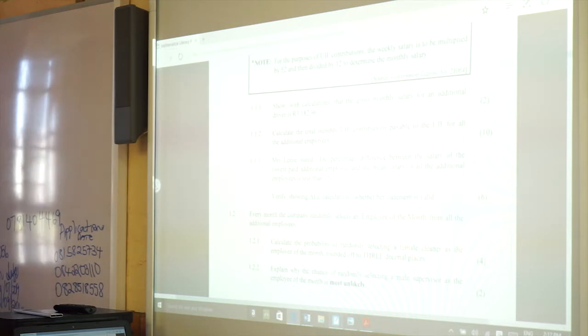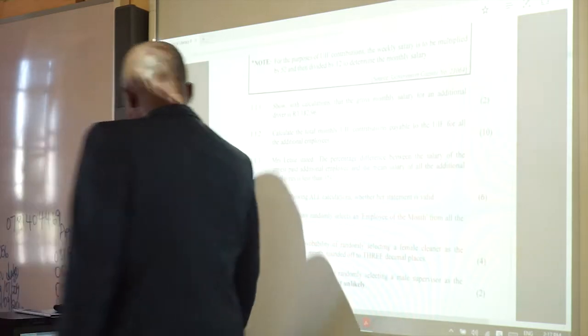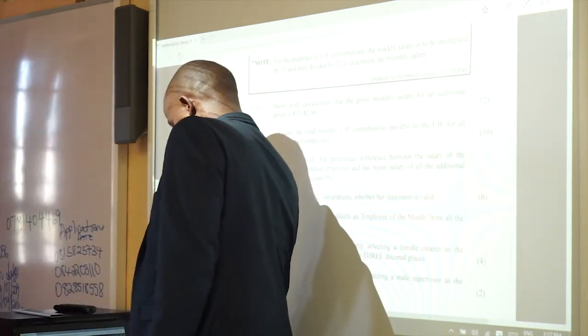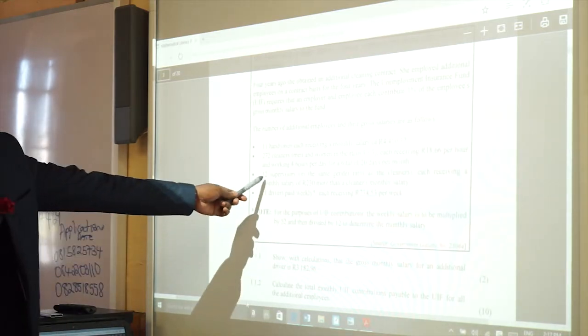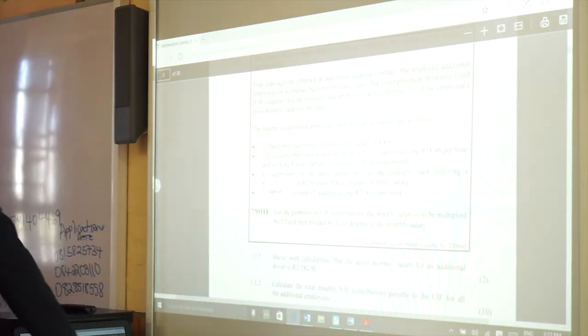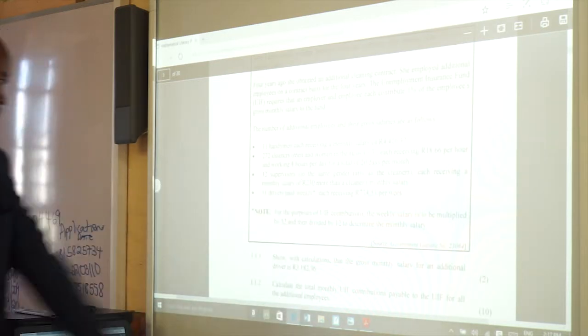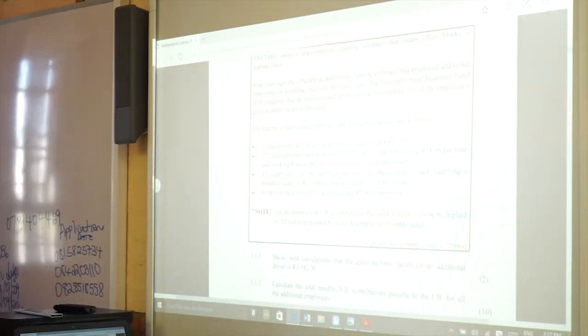The probability of selecting a supervisor. How many supervisors do we have? If we're looking at our question paper, we've got 12 supervisors. How many of those supervisors are male? Remember, I told you the supervisors are in the same ratio as cleaners, so they are also in the ratio of 1:3. For every 1 male, there are 3 females.